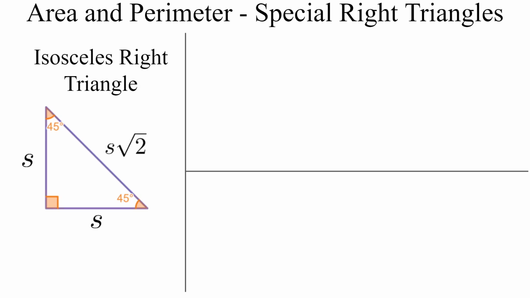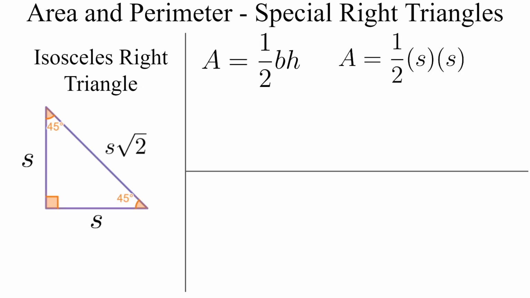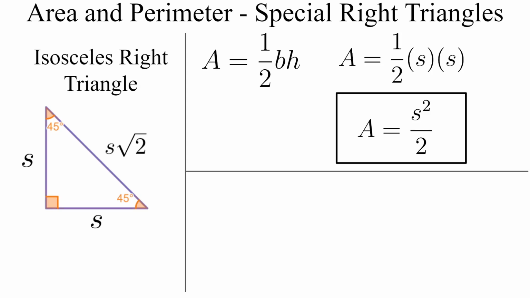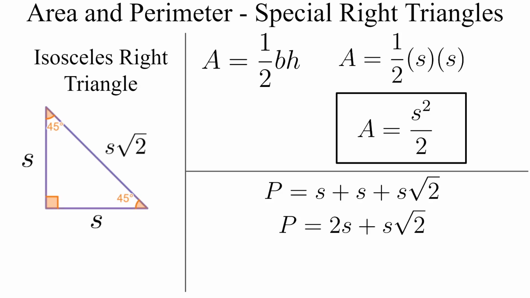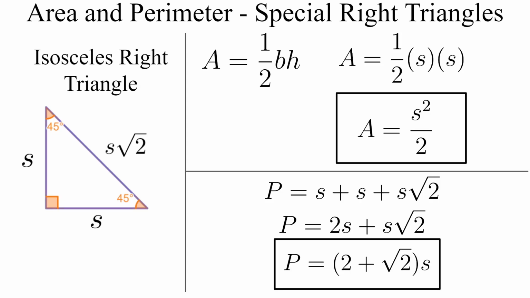Okay, for an isosceles right triangle, the area is 1/2 base times height. So we can do 1/2 times s times s, which gives us area equals s squared over 2. And for the perimeter, we add up all the sides. So s plus s plus s√2. We combine the like terms and we get 2s plus s√2. And we can factor out an s. So the perimeter is equal to (2 plus √2) times s.